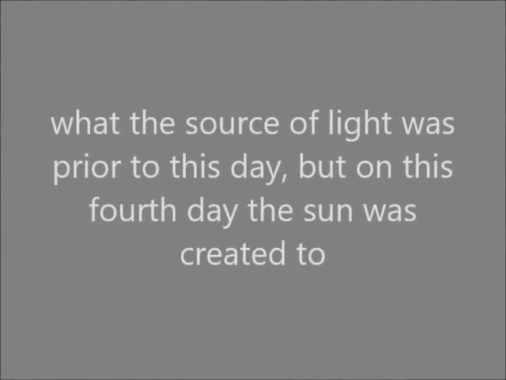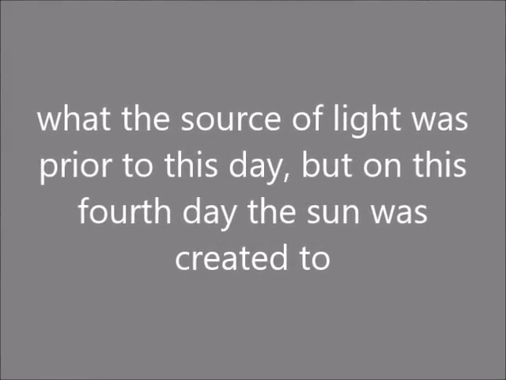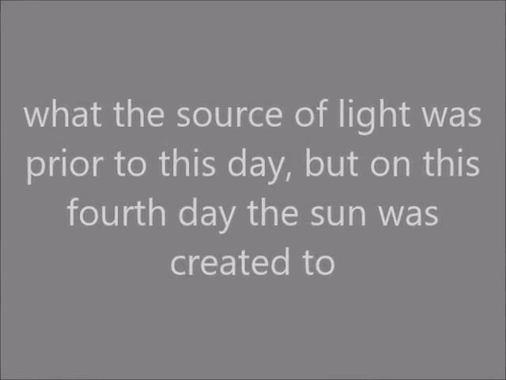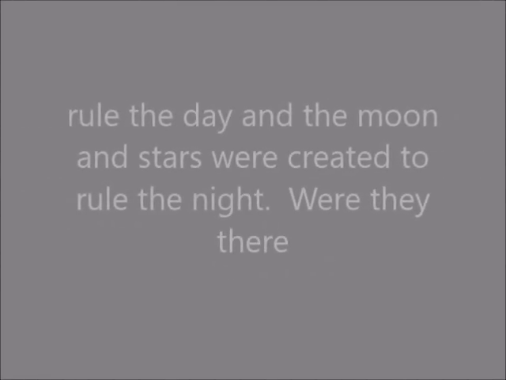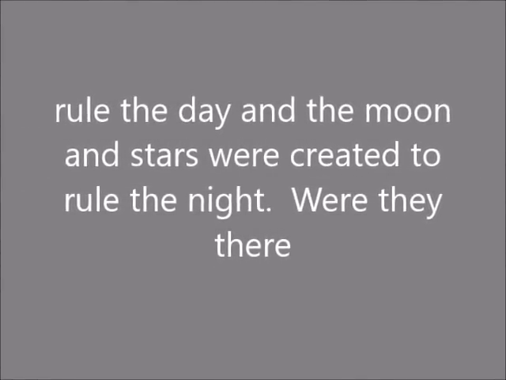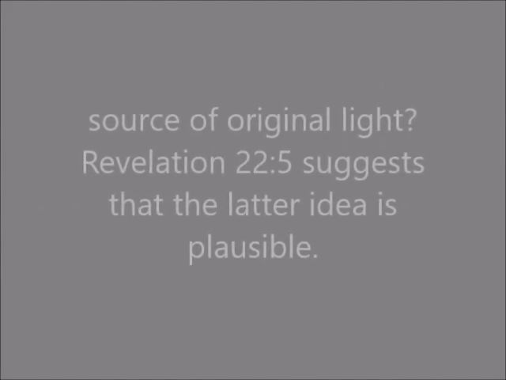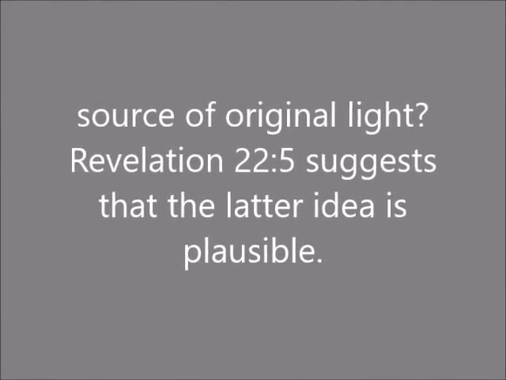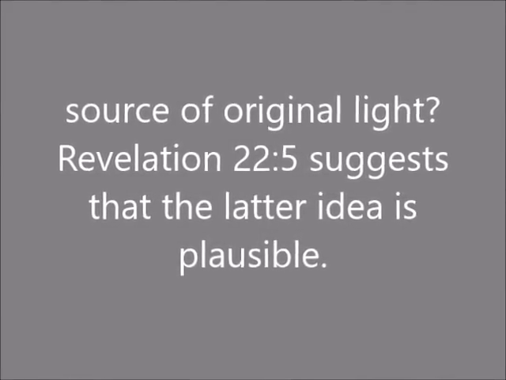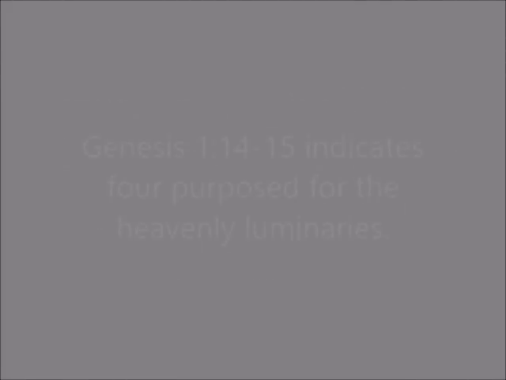We are not told what the source of light was prior to this day, but on this fourth day, the sun was created to rule the day, and the moon and stars were created to rule the night. Were they there prior to this day without being previously revealed? Or did God himself serve as the source of original light? Revelation 22:5 suggests that the latter idea is plausible.